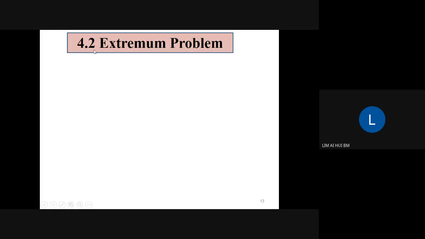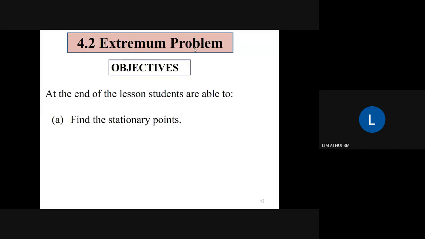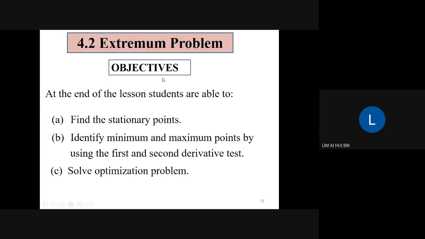You open your notes, class. Yes, madam. Okay. So your current notes is written 4.2 curve sketching. Tolong tukar jadi extremum problem. Dan objektif kita ada 3 untuk subtopik ini. First objective is to find the stationary points. Just check your notes. If there's any difference, tolong buat correction.